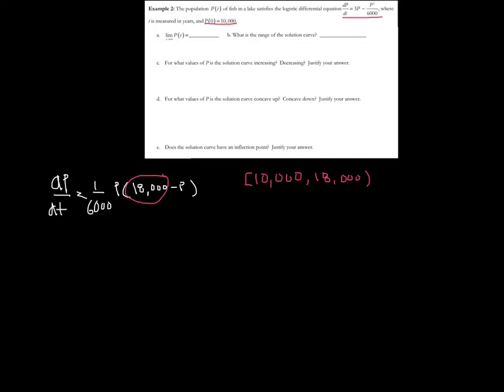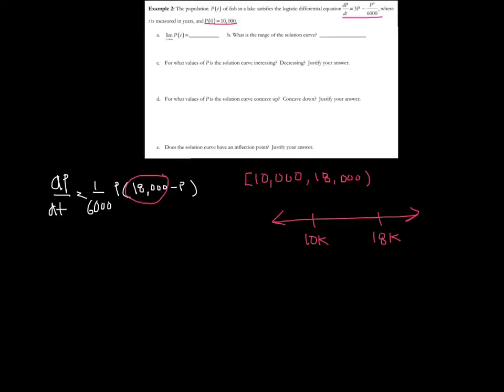Okay. For what values of P is the solution curve increasing? Once again, we have already done the work for example 1, so I'm just going to put on the number line the critical point that we found in example 1, which was 18,000. So I'm going to put that right there. We'll call that 18K. Now, the only difference is that instead of putting 4,000, we're going to put 10,000 here, because that is the initial number of fish in this particular example.